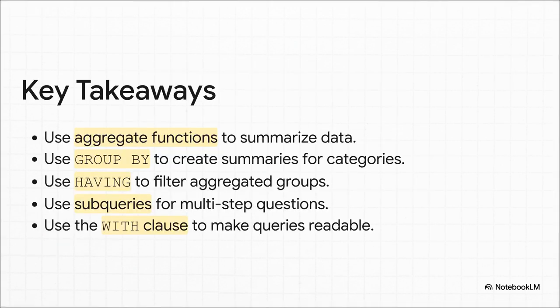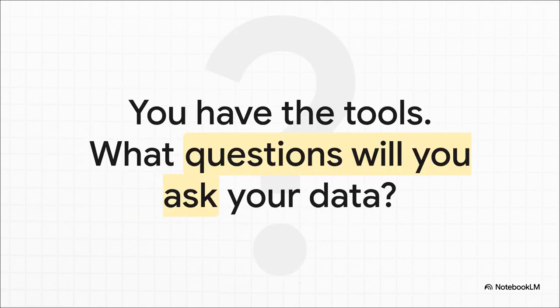So let's do a super quick recap of our journey. We started with aggregate functions like average and count to just summarize our data. Then we used group by to create those awesome category by category comparisons. We used having to filter those groups. We used subqueries to handle multi-step problems. And finally, we used the with clause to make it all clean and readable. That's the whole toolkit.